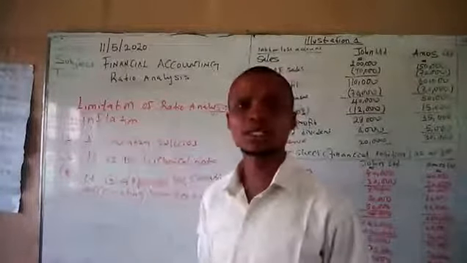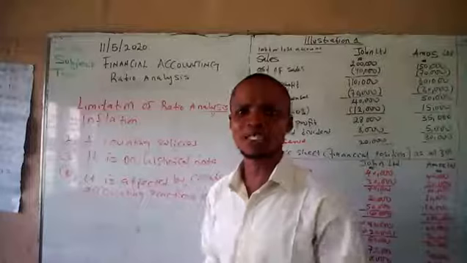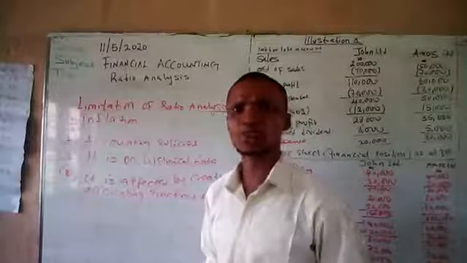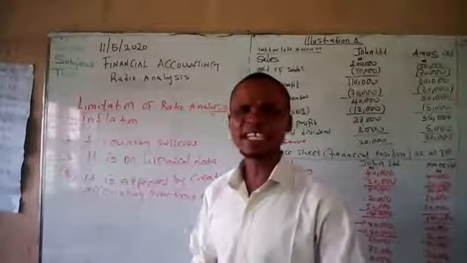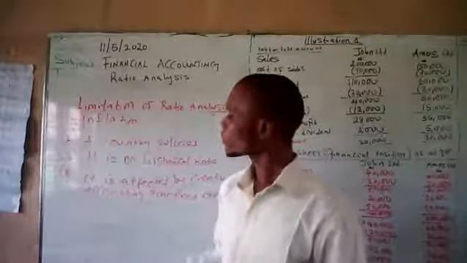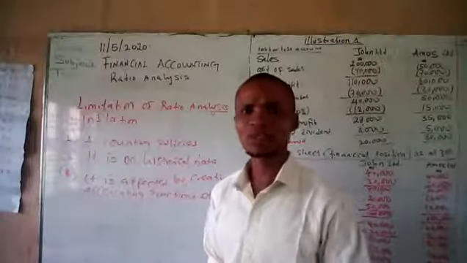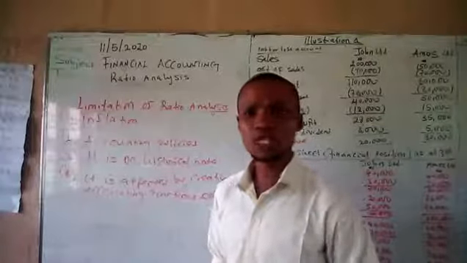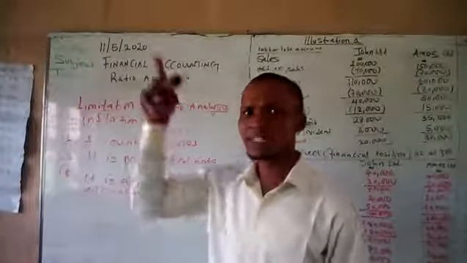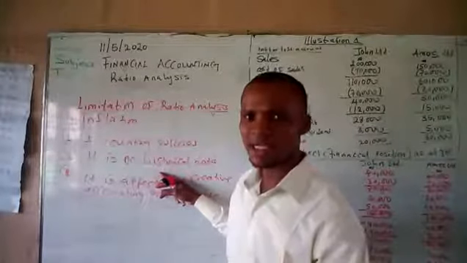We have accounting policies. Accounting policies are basic principles and practices that govern the preparation and presentation of financial statements. Different entities or companies adopt different accounting policies, and this might affect financial comparison when comparing company A with company B. We have historical data. Historical data are past data. Financial ratios usually use historical data, and such data are not useful in making decisions concerning the future. And this is one of the limitations of ratio analysis.